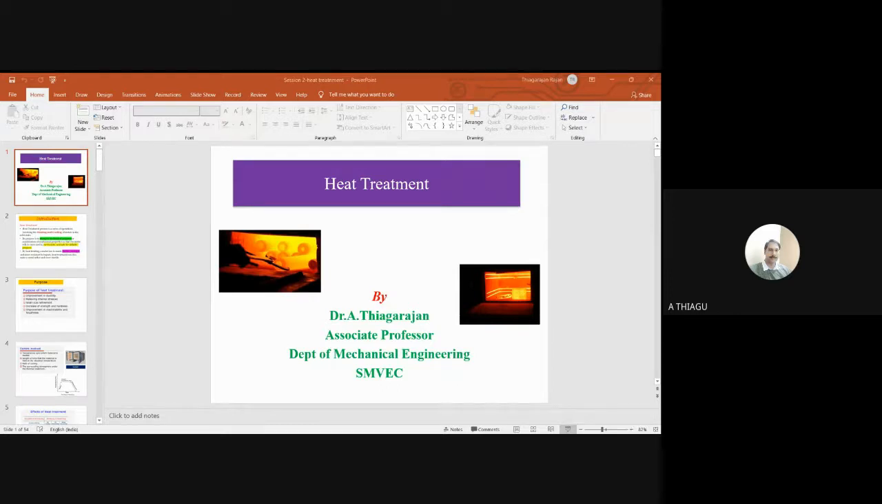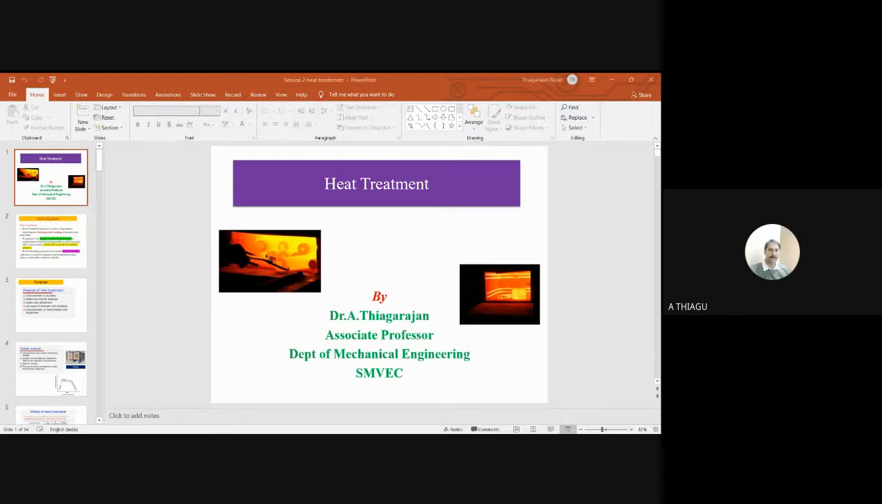So you can modify the mechanical properties, especially hardness and strength, which are improved or enhanced by means of the heat treatment process. Good applications: all the gear components, shafts, bolts and nuts undergo heat treatment. Wherever we have to look for high temperature applications, definitely the components are heat treated.